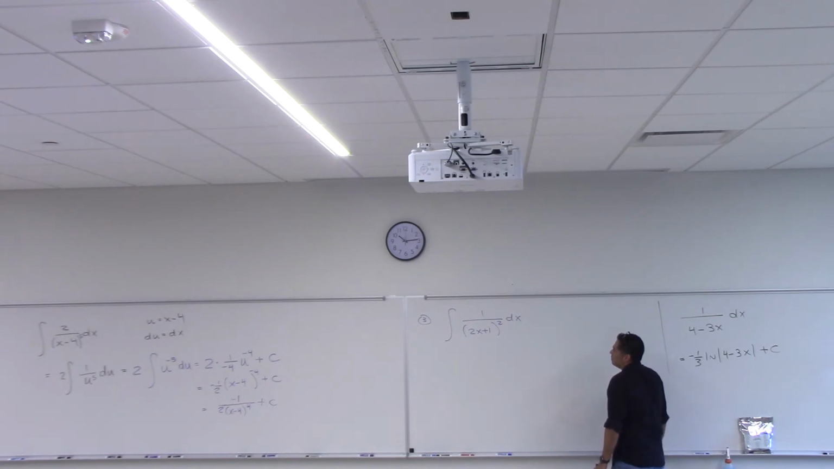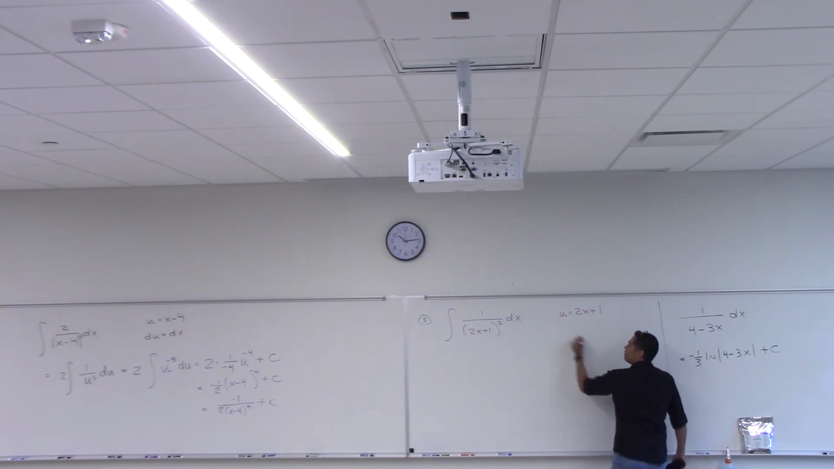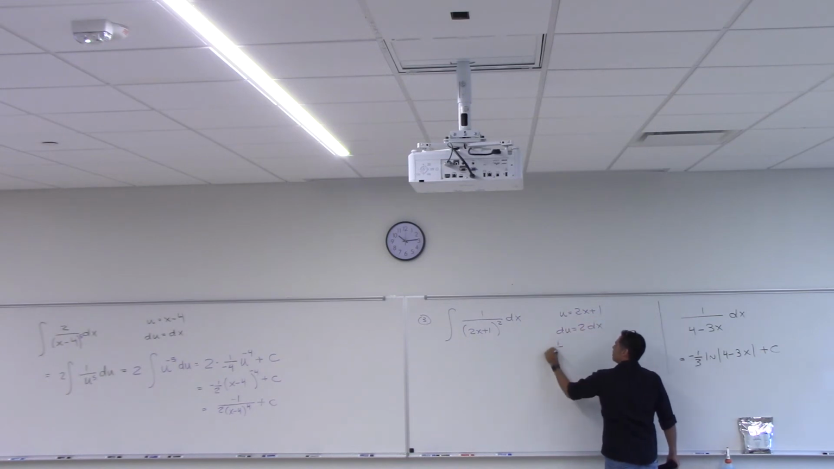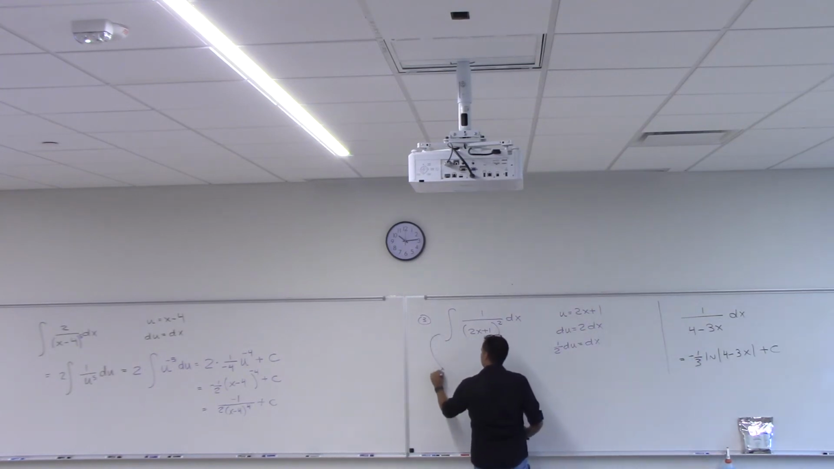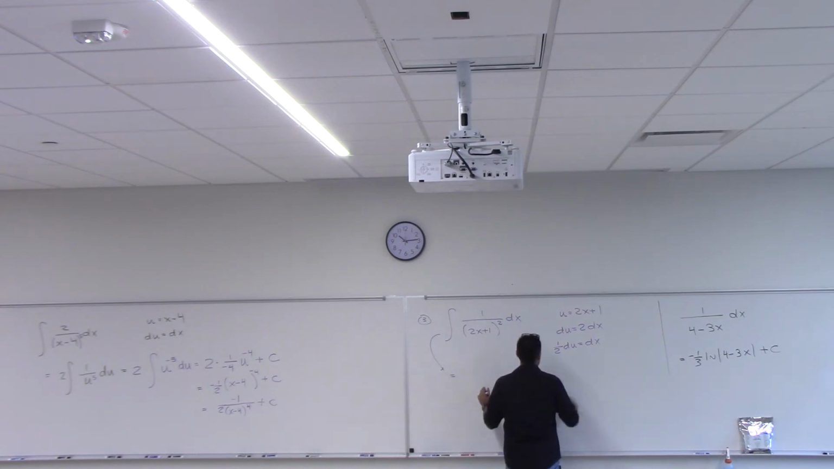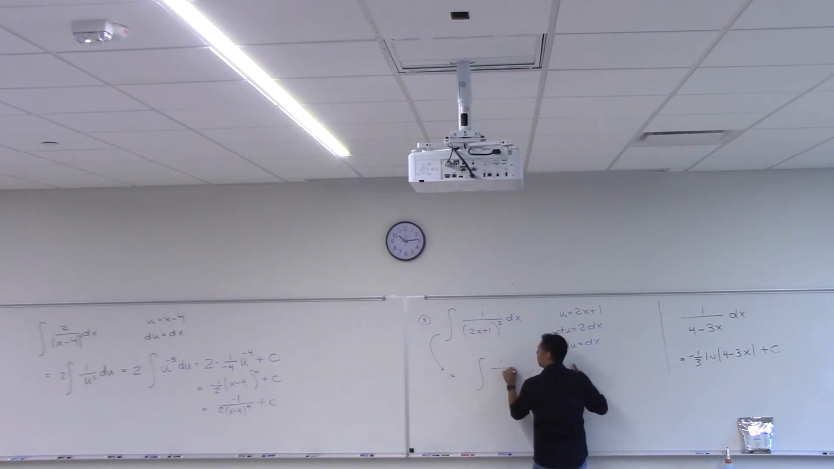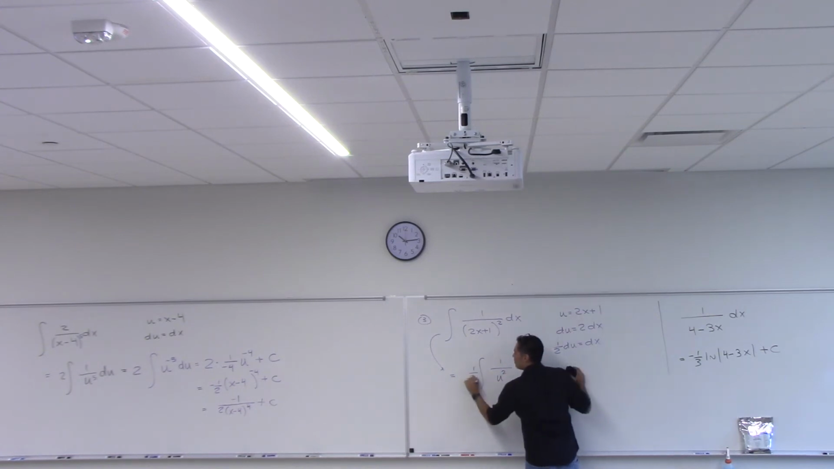How do y'all want to do this? I'll show the steps, but this is what we're doing. Du is 2 dx, and so I have to scale by a half to get dx, okay? So that's my basic u sub. I rewrite the integral as, let's see, integral 1 over, this is u squared, dx is 1/2 du, so I bring the 1/2 out the front.